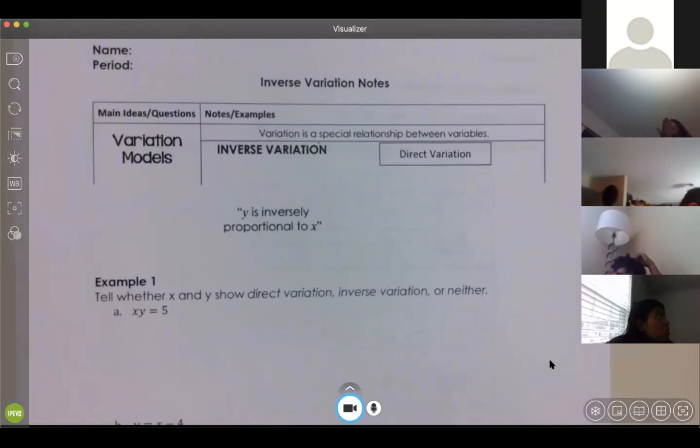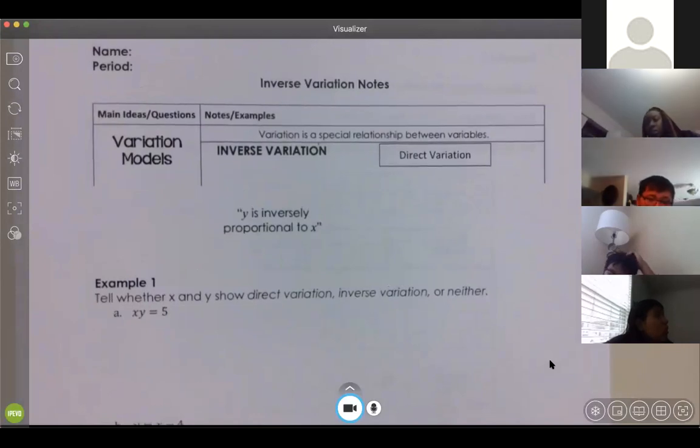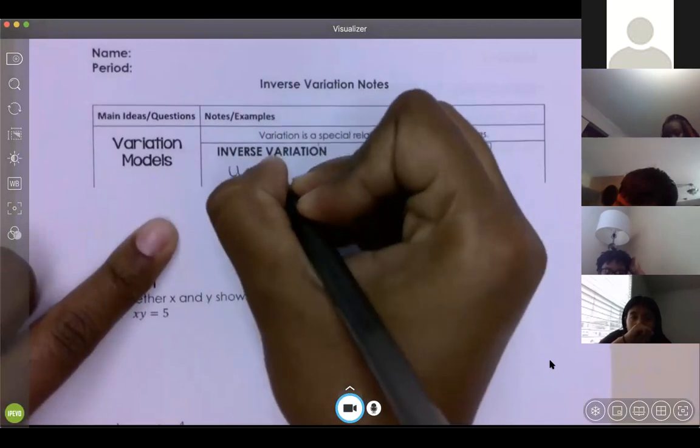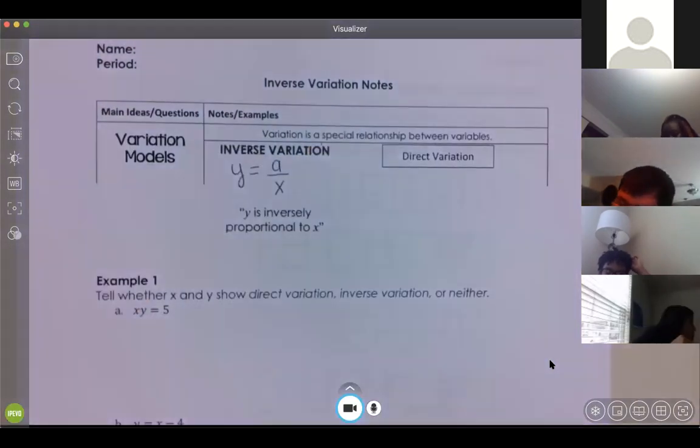Cool. All right, today we're going to be talking about different types of variation. So what is variation? Variation is a special relationship between variables, and the variables we're going to be talking about are our favorites, x and y. There are two different types of variation. The first is inverse variation, in the format y is equal to a over x. The way we say that is y is inversely proportional to x.